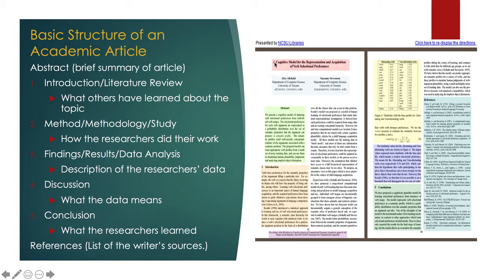First up at the top, you see here the title and some information about the author. And then almost always the first thing that you'll find is the abstract. And the abstract is basically just a brief summary of this academic journal article. In one paragraph, it will tell you what this article is all about.